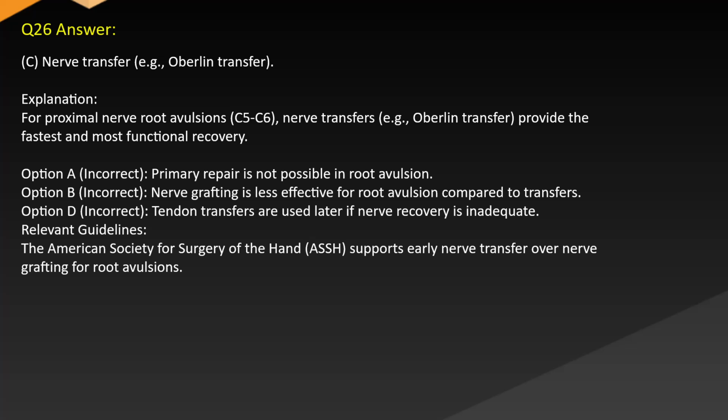Option A incorrect. Primary repair is not possible in root avulsion. Option B incorrect. Nerve grafting is less effective for root avulsion compared to transfers. Option D incorrect. Tendon transfers are used later if nerve recovery is inadequate. Relevant guidelines. The American Society for Surgery of the Hand supports early nerve transfer over nerve grafting for root avulsions.